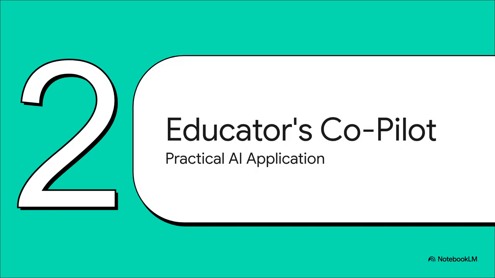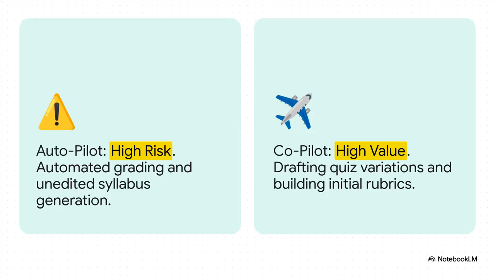Moving right along to Section 2, AI as the educator's co-pilot. So, shifting gears from the crisis to the practical solutions, we need to look at the stark contrast between how we shouldn't use AI and how we absolutely must use it. This is all about your daily workflow as a faculty member. On one extreme, you have the autopilot approach. This is super high risk and, frankly, a dereliction of academic duty. We're talking fully automated grading without human oversight, or having the AI spit out entire unedited syllabi.